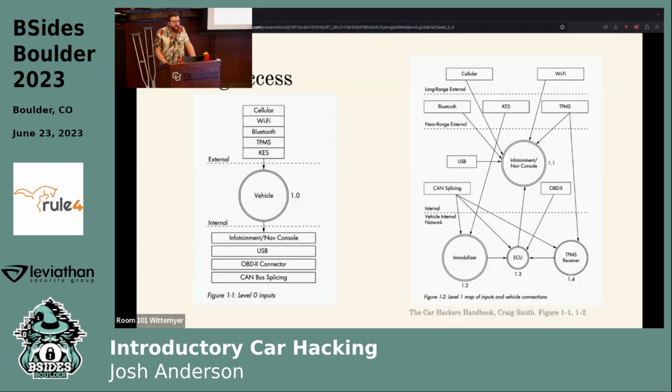If you have a DVD player, or anything for entertainment or the presentation of information to the driver, like a little onboard touchscreen, that whole system is your infotainment system. A lot of times modern cars have USB ports, the OBD2 connector that we already talked about. And there's always the potential for splicing directly into the CAN bus.